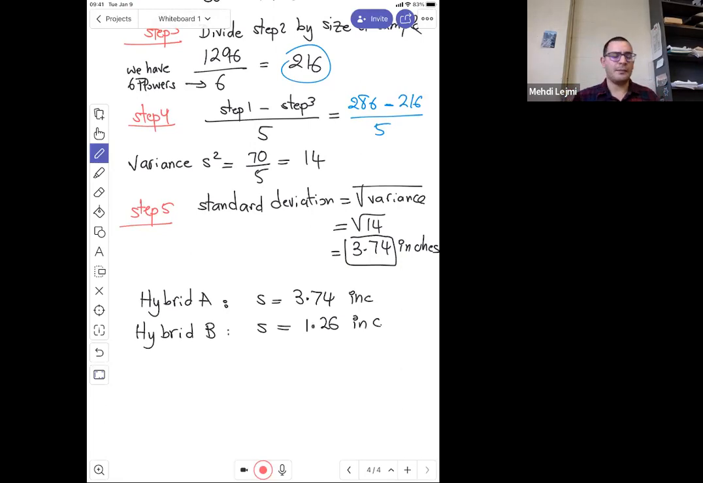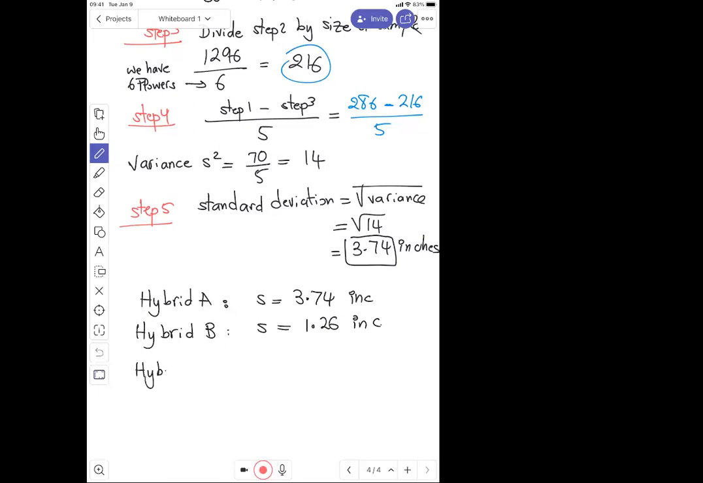As you can see, the standard deviation of hybrid A is larger than the standard deviation of hybrid B, right? So the conclusion here is that hybrid A is more dispersed than hybrid B.